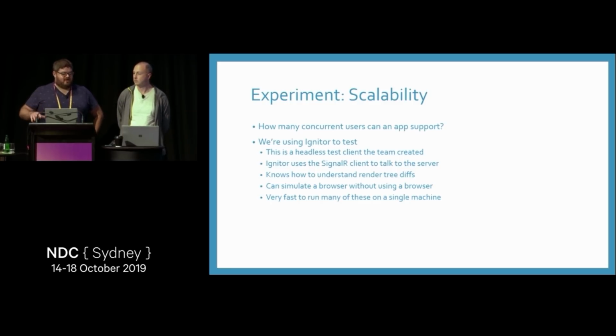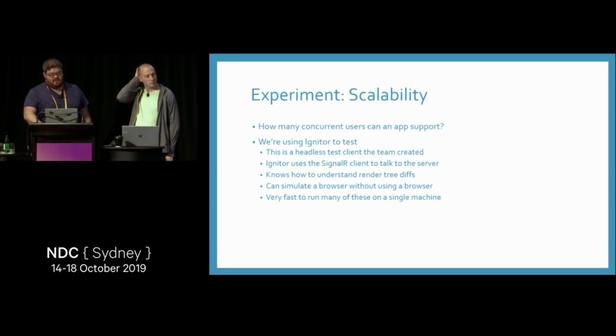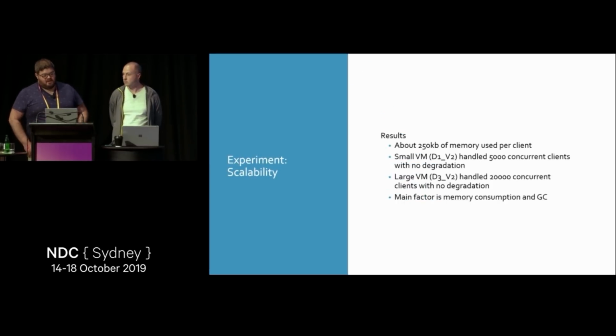I'm not going to get incredibly deep with it, but basically we needed something that we could test Blazor better than something like Selenium, which is slow and heavy. So we wrote a client that uses SignalR to talk to Blazor directly and basically simulates a client, so that we could run lots of them. And we did an experiment on Azure.